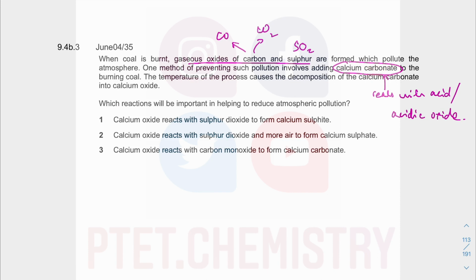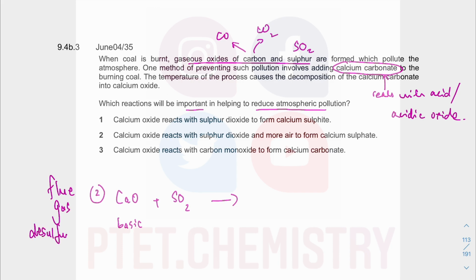All right. So what will be important to reduce atmospheric pollution? If I look at reaction 2, calcium oxide, which is basic, reacts with SO2. This is called flue gas desulfurization. I think I mentioned in the other video that back when I was doing my O-level, which is year 11, equivalent to GCSE I guess, we used to learn flue gas desulfurization.